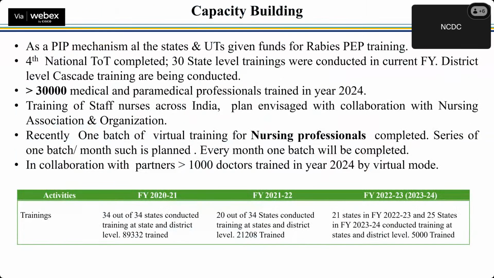Next slide, please. Yeah, capacity building is one of the newer thrust areas for the prevention of rabies, because timely and appropriate rabies post-exposure prophylaxis is very important, and nursing staff and medical professionals should be aware of the latest guidelines for rabies post-exposure prophylaxis, which were published in 2019. Accordingly, through the NHM mechanism, various training programs are being undertaken. At the national level, we conduct national-level TOTs, and subsequently a cascade of training is conducted for the state and district levels. Next slide, please.